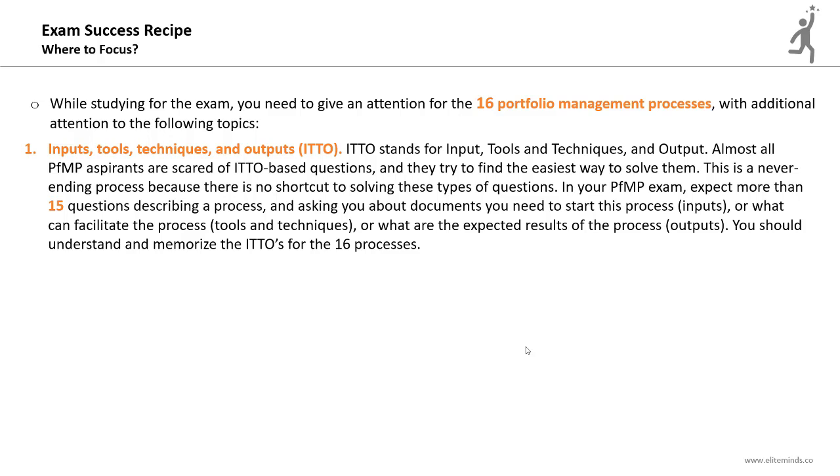It's asking about the inputs, or what can facilitate this process, the tools and techniques, or what are the expected outcomes or results of this process, and these are the outputs. So you should understand and memorize the ITTOs for the 16 processes. There is no workaround for this. I know it's hard, but in order to guarantee at least 15 questions in the exam, you need to memorize the ITTOs for the 16 portfolio management processes.